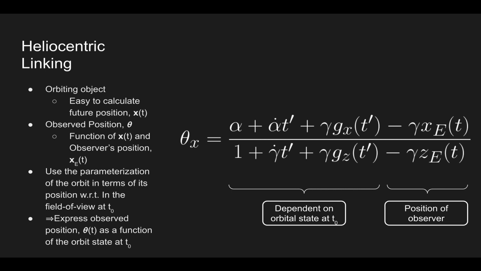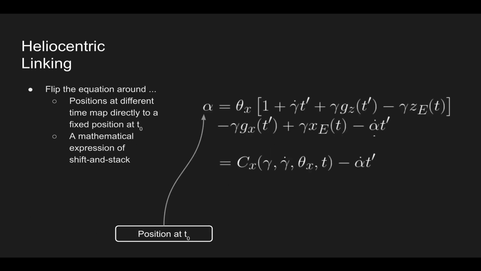But one quick aside is that you can invert that expression to say that the starting position in the first frame is a function of the observed positions at the observed times and some other chosen parameters. And what that means is that you're mapping all of the flux from a whole bunch of different exposure positions at a whole bunch of different times back to one position at one time. And that's just shift and stack. So this is the mathematical expression of shift and stack.